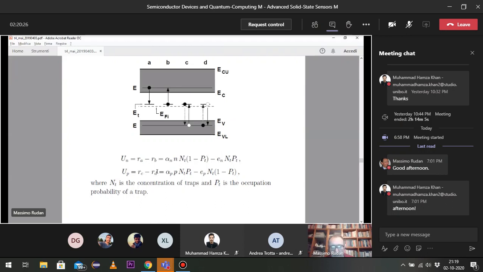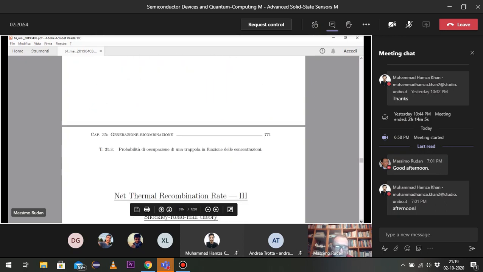On the other hand, at equilibrium, n and p are known because they are the equilibrium concentrations of the electrons and holes. And PT becomes the Fermi statistics, okay? So this allows us to find the relation between the emission coefficients and the transition coefficients. So we do this first.